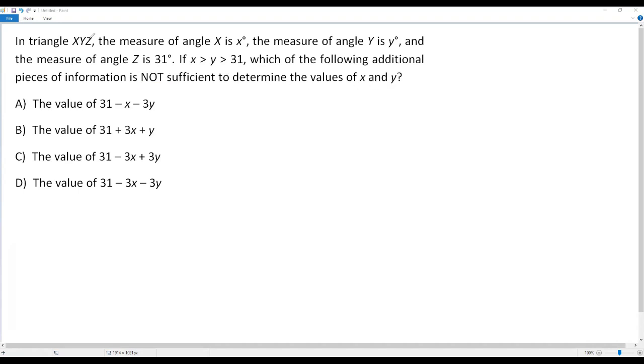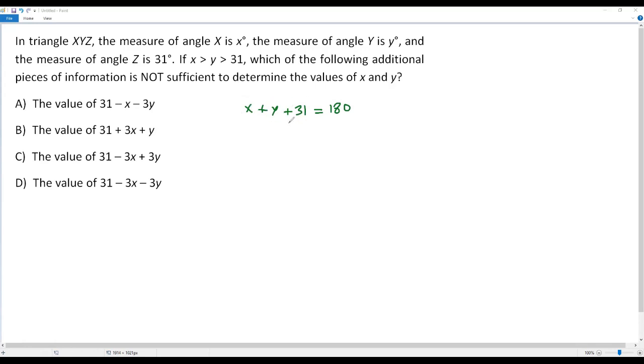Okay, in the triangle XYZ, at the vertex X, we have the interior angle x degrees, at the vertex Y, we have the interior angle y degrees, and at the vertex Z, we have the interior angle 31 degrees. In any triangle, the three interior angles add up to 180 degrees. So these three quantities will add up to 180.